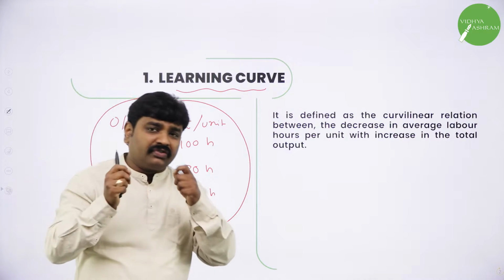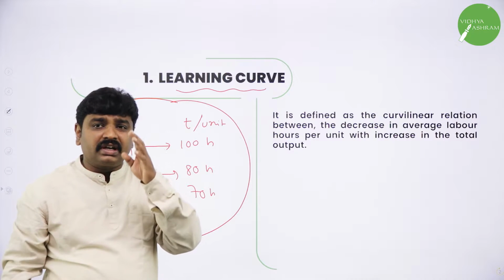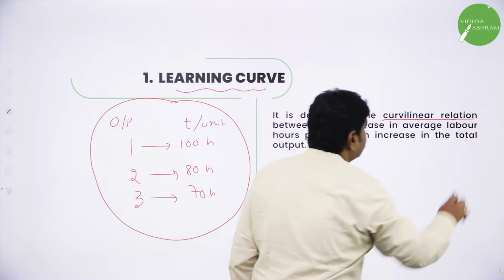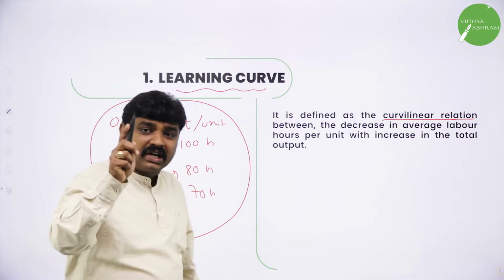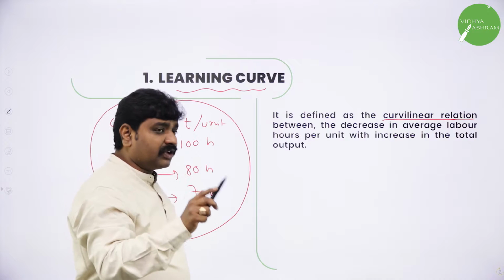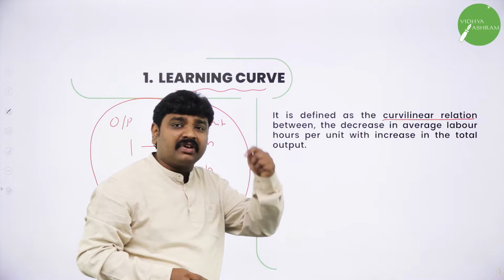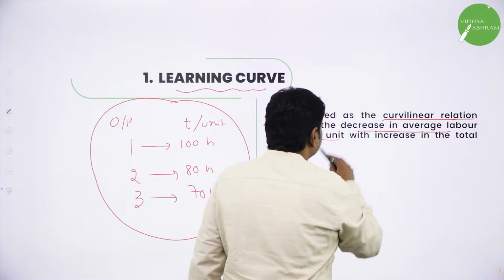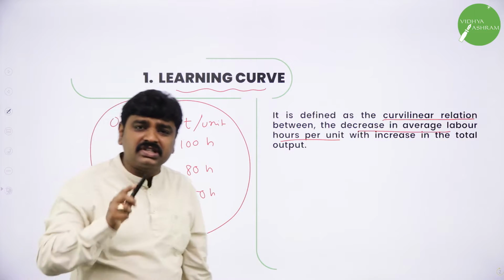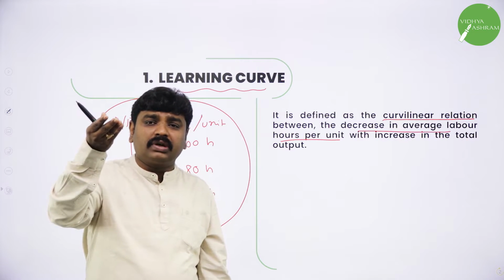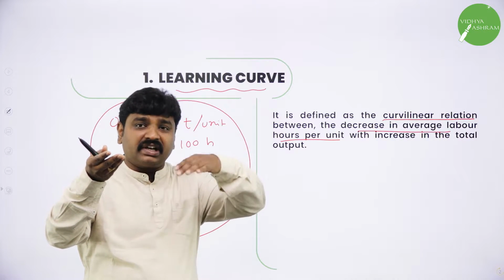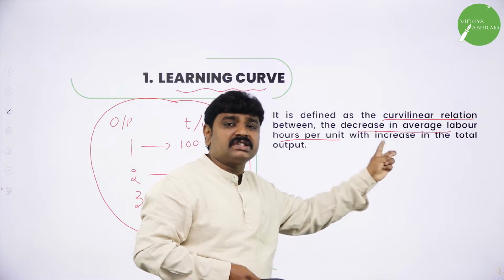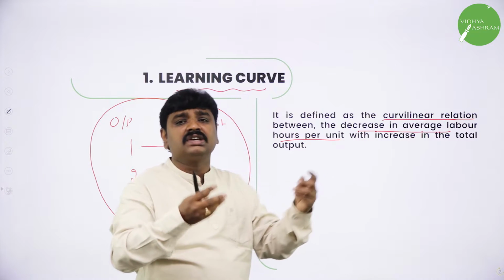Now we will define what is learning curve. Learning curve is a curvilinear relation between decrease in average labor hour per unit with increase in output. As you increase the output, time taken for 1 unit will decrease. That is why we say decrease in average labor hours with increase in output. Whatever relation we write, that is the learning curve.